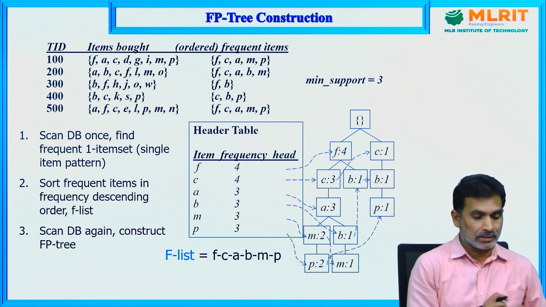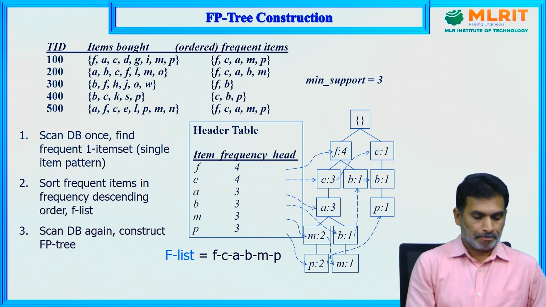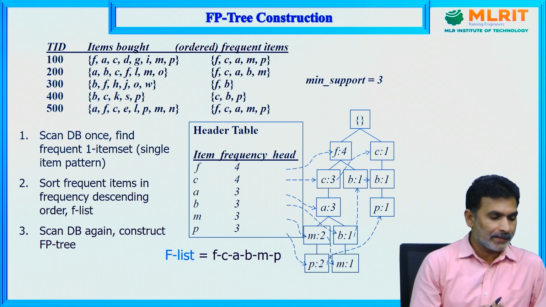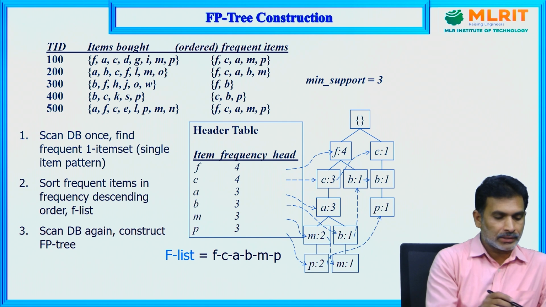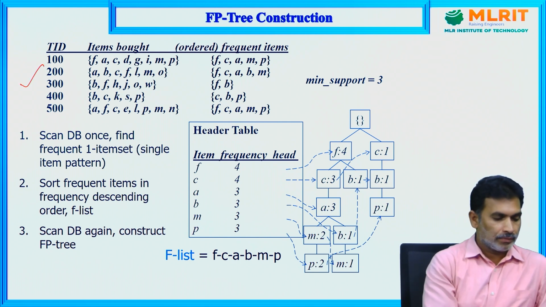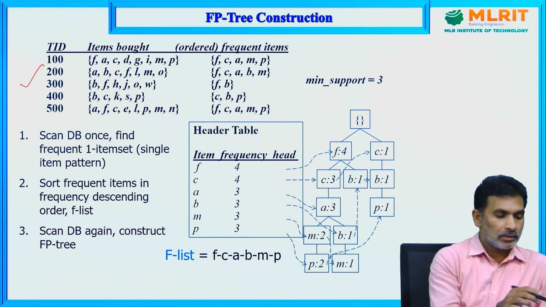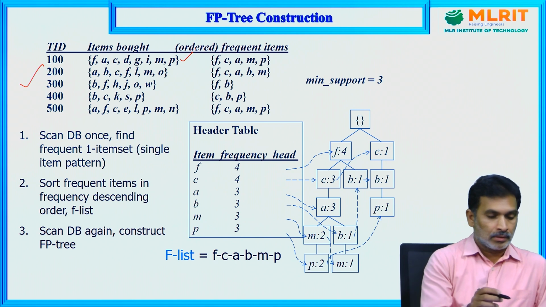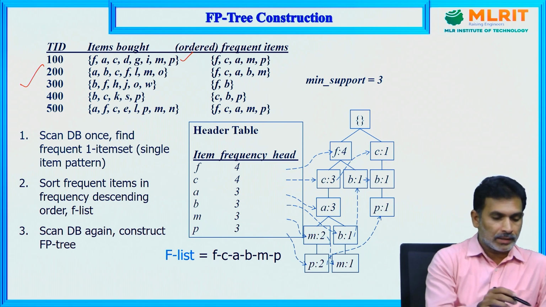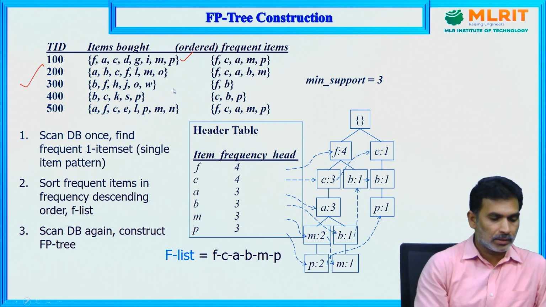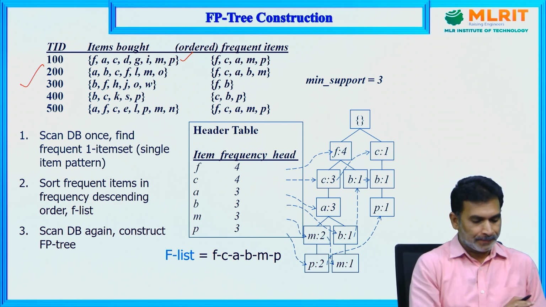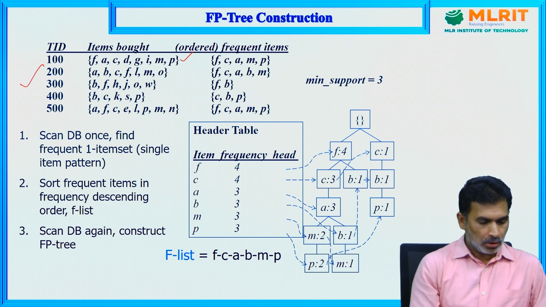Let us quickly see another example of how we can construct a frequent pattern tree. Here this is a transactional database which has 5 transactions. Each transaction's items are mentioned here: F, C, D, G, I, M, P in the first transaction. Now for the frequent item sets, first we have to find the frequency of each item, and then order the items.